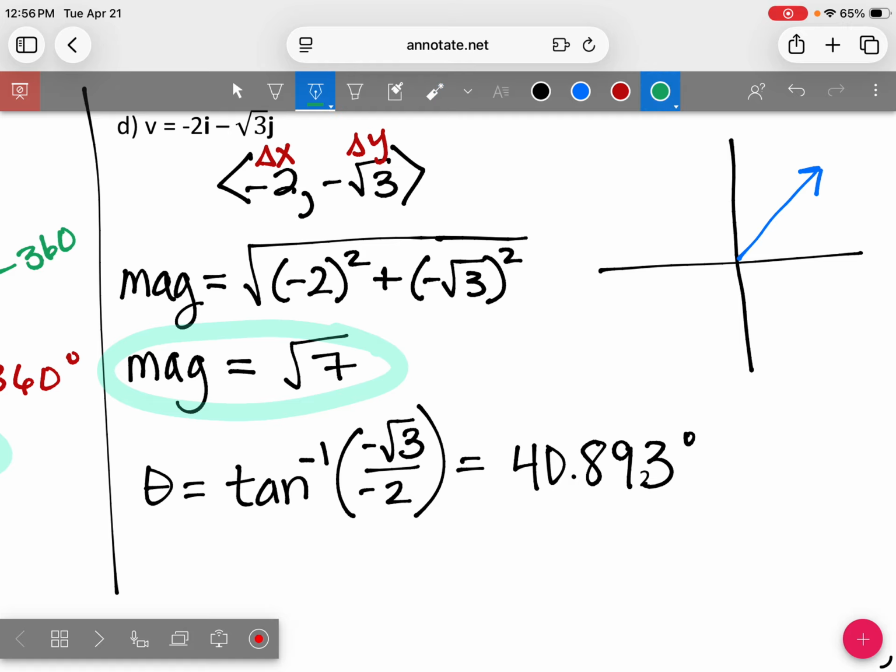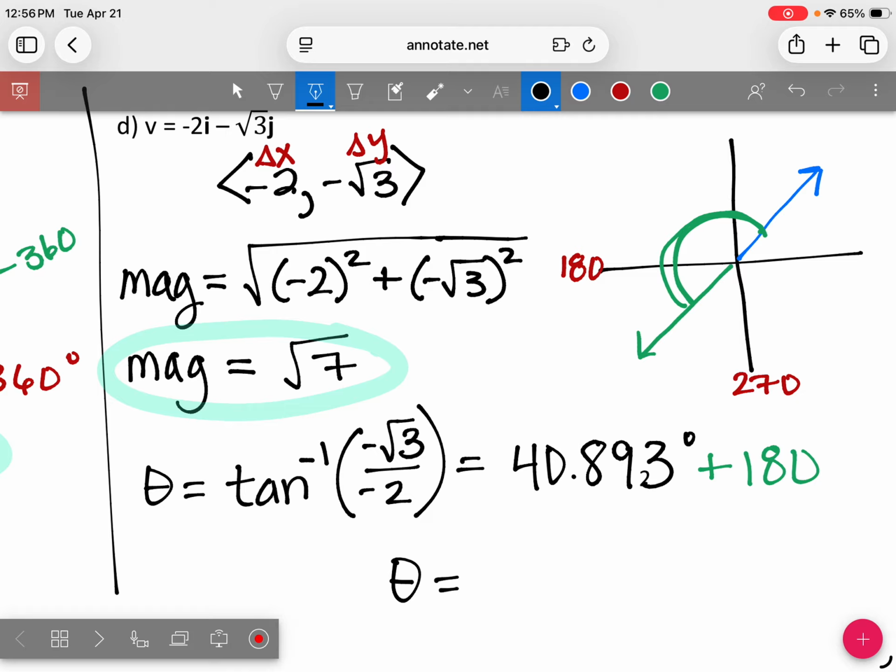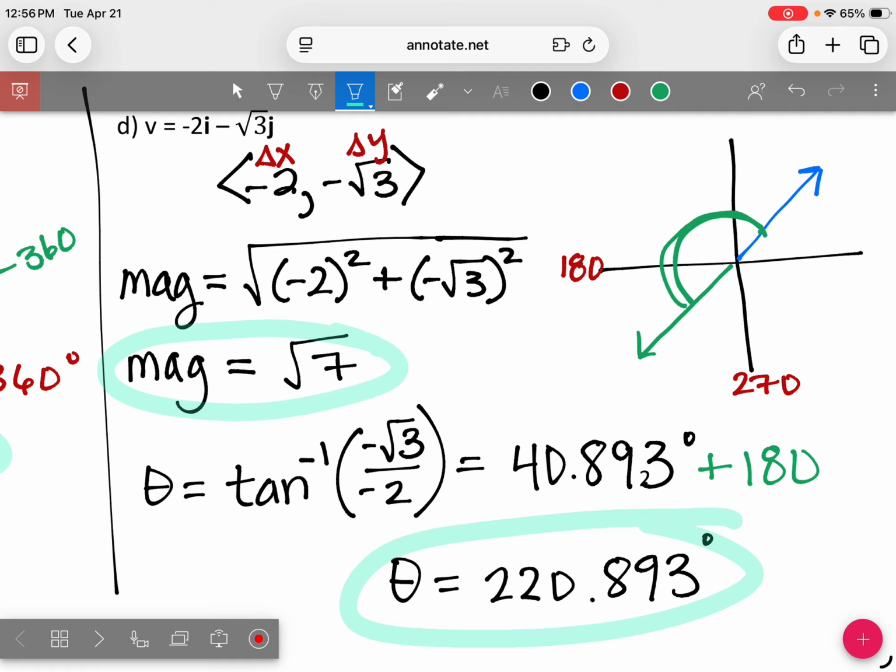Yeah, so what we need to do is reflect it. How many degrees do you think I'm adding to that? It's not a full circle. How much am I adding? 180. In quadrant 3, your angles need to be between 180 and 270. So when you add the 180, our direction is 220.893 degrees. And that is it. Any questions?